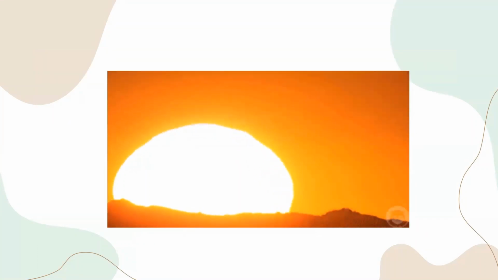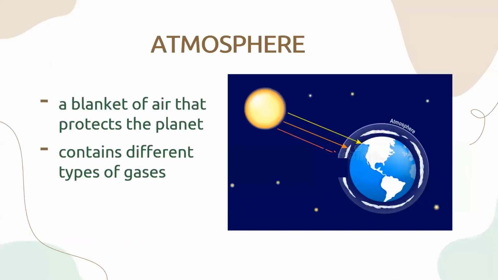The sun supplies energy to Earth that is necessary for its survival. The heat of the sun is too much to bear if not because of our atmosphere. Earth's atmosphere is a blanket of air that protects the planet. It contains different types of gases.